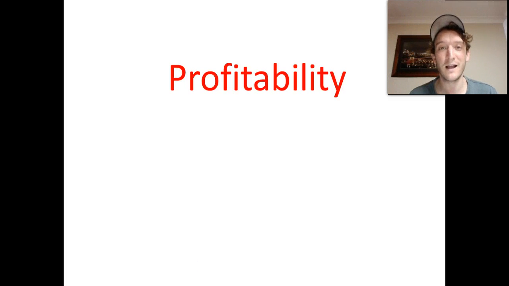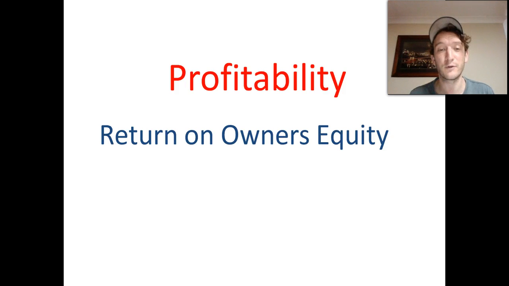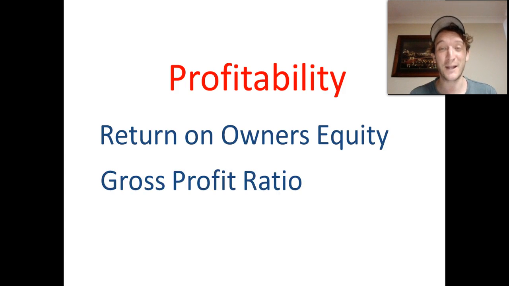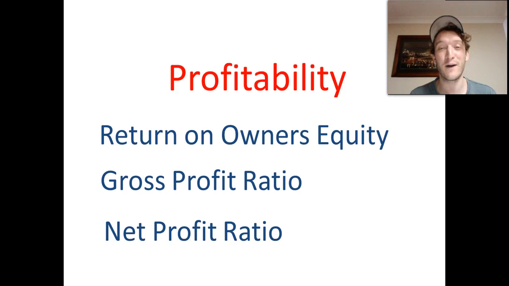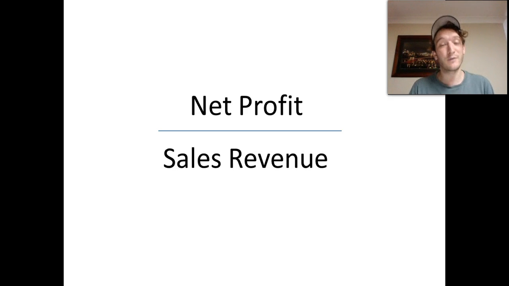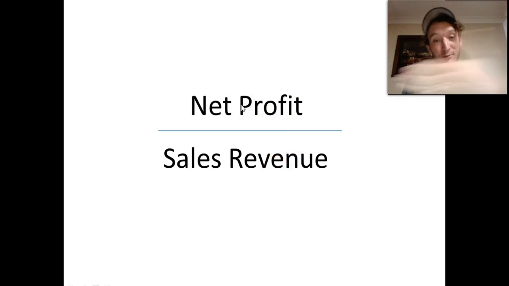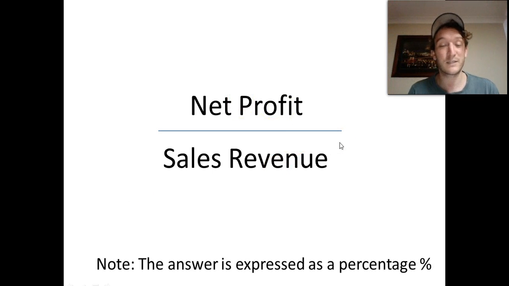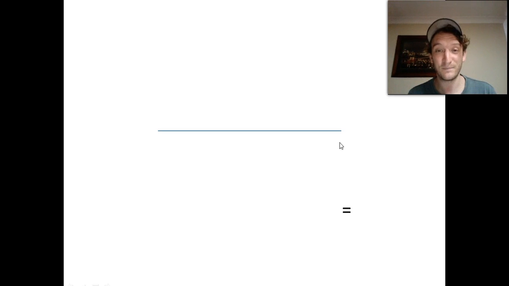Okay, and welcome to our last profitability ratio that we're going to cover. So we've already got through the return on owner's equity. We've had a go at the gross profit ratio, and finally, we just need to focus on the net profit ratio. Okay, so the actual formula for the net profit ratio is the net profit over sales revenue. It's the same formula that we use for the gross profit ratio, but we just change out gross profit and we swap in net profit. We express this as a percentage.